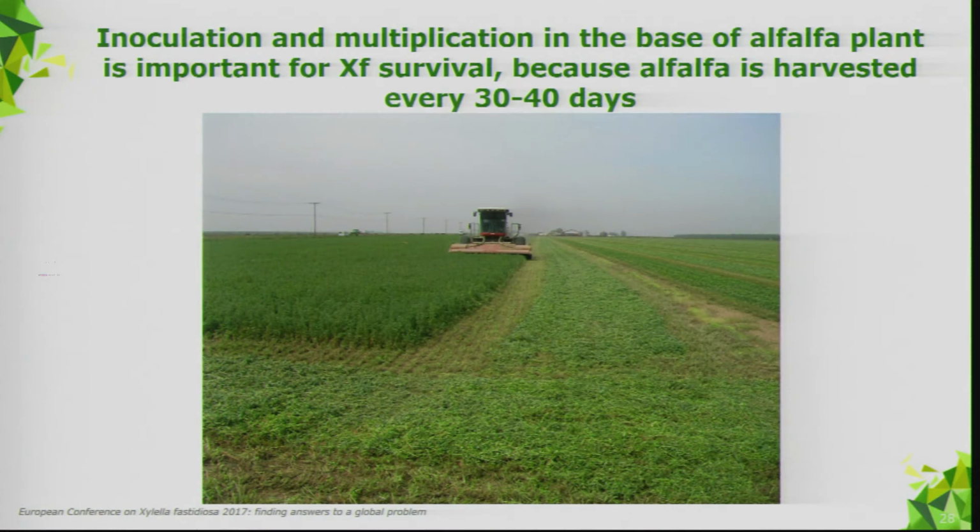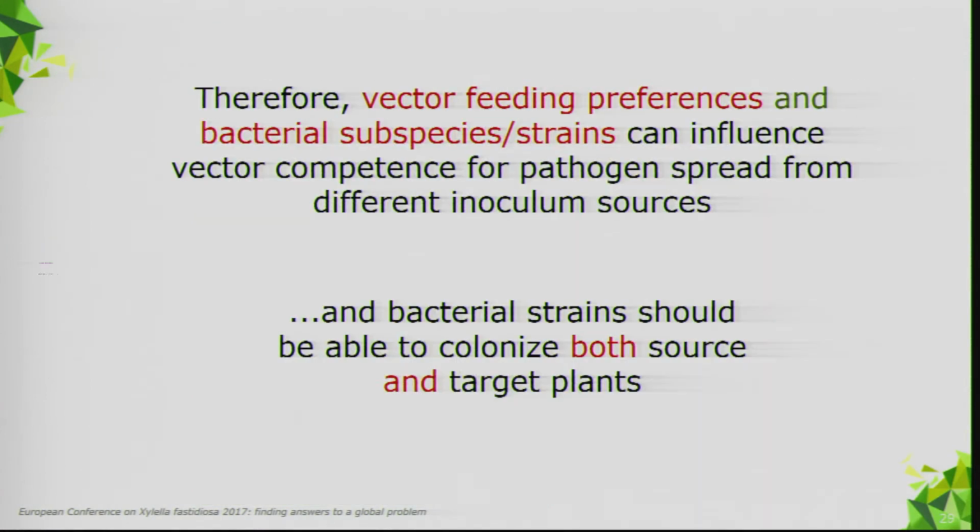And that has an ecological implication. Alfalfa is harvested very often, every 30 to 40 days. So for the bacteria to survive and be acquired, it must be in the lower parts of the plant. And the vector, to be effective, has to feed on that part of the plant. So vector feeding preferences and bacterial subspecies, strains, and interaction with host plants can affect vector competence. And bacterial strains should be able to colonize both source and target plants.